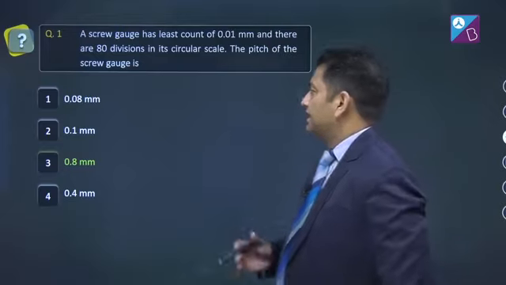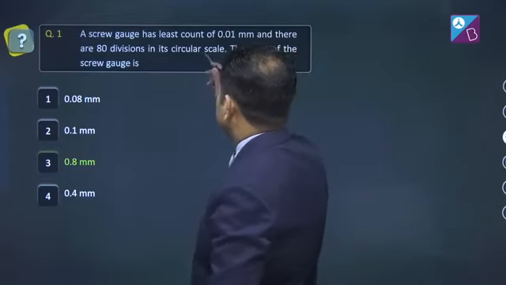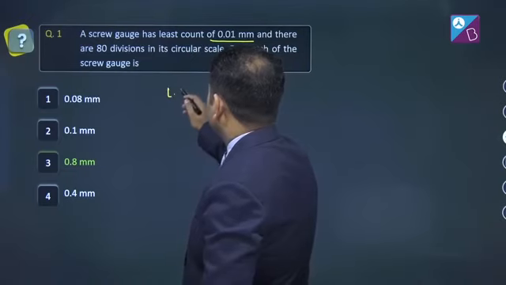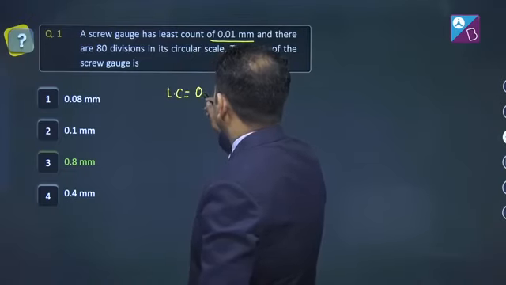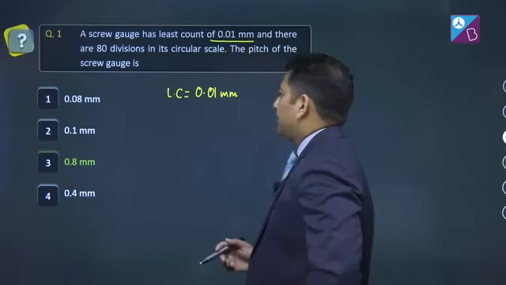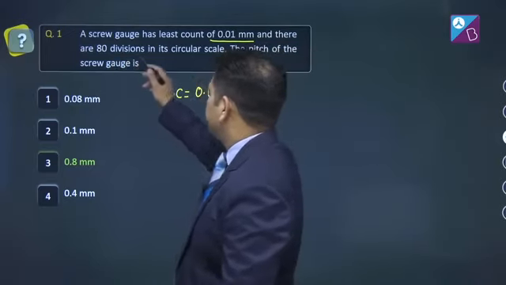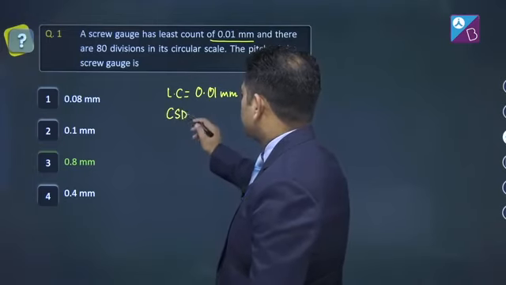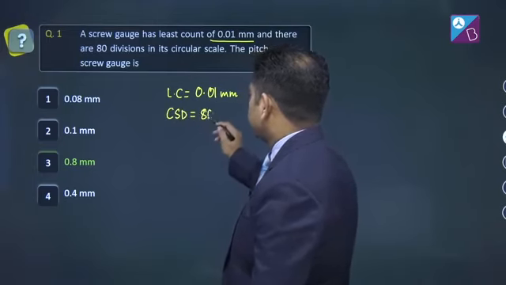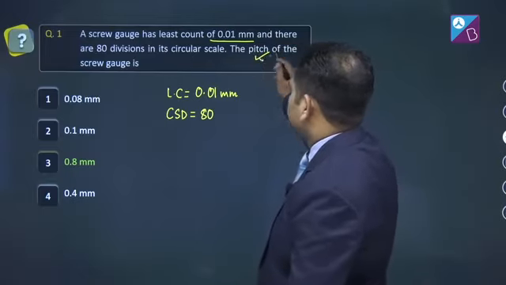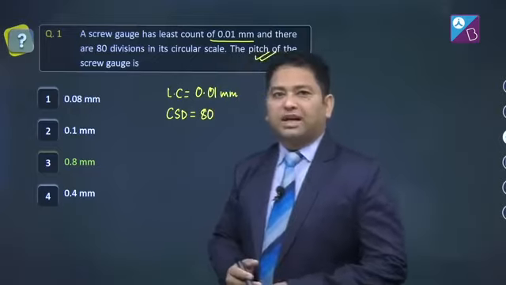So let's see here. The question says there is a screw gauge, and its least count has been given as 0.01 millimeter. There are a total of 80 divisions in its circular scale, that is, the number of circular scale divisions CSD is 80. We have to calculate the pitch of the screw gauge.